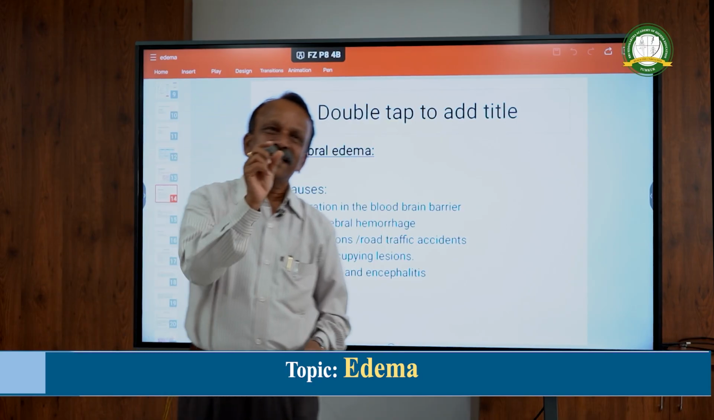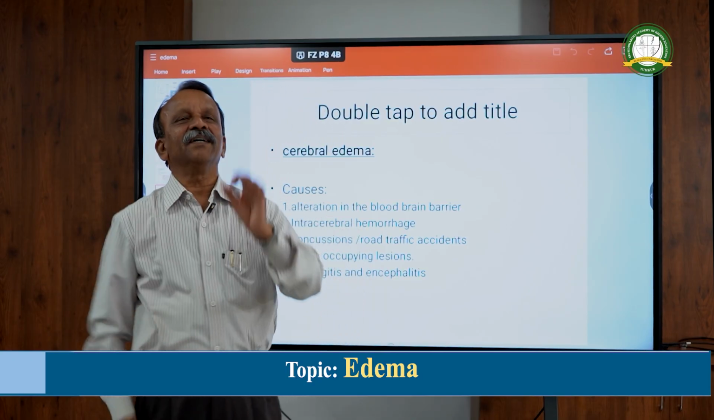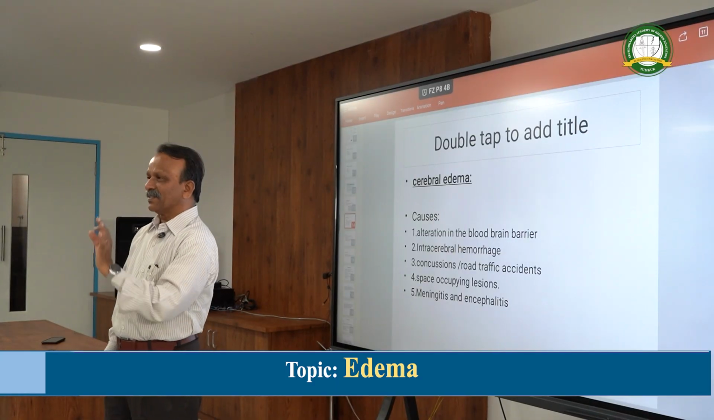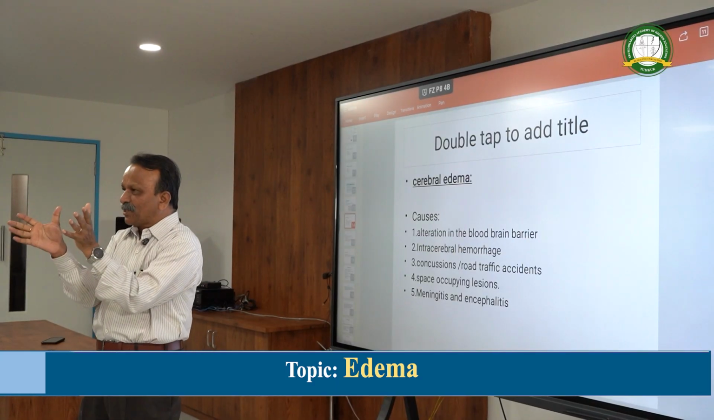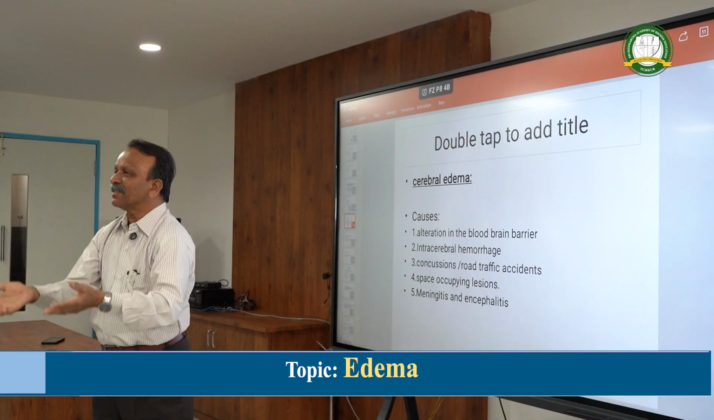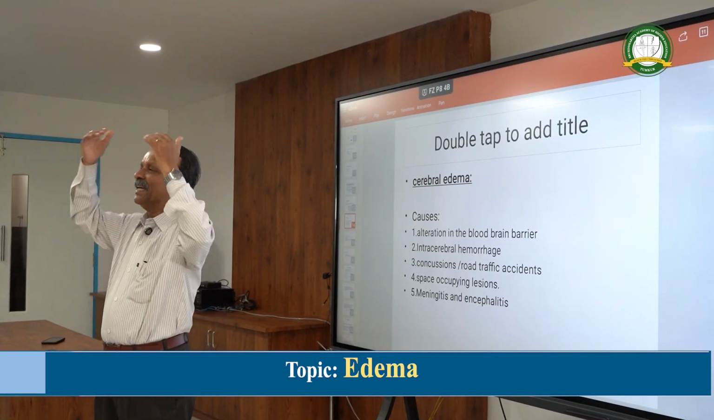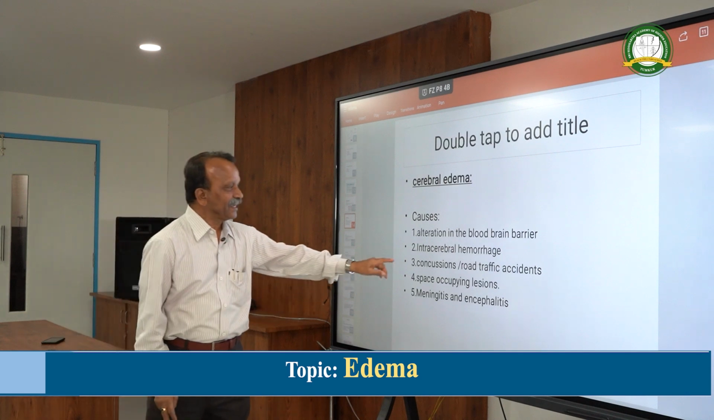And even in case of one of the diseases called the aneurysm of the basal blood vessels of the base of the brain, once it ruptures, there will be extravasation, blood is present within the brain tissue, resulting in the edema of the brain. That is the second one.